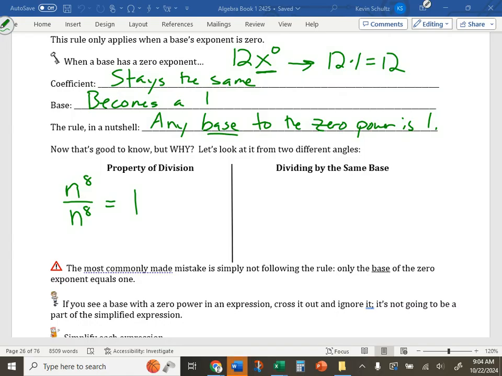That's a property of division. When we divide by the same base, if I take the same expression, and I take n to the 8th over n to the 8th, think about CO11 here, which is where this comes from. What do I do with the powers? Subtract them, right? So what would n to the 8th over n to the 8th equal if we're using CO11? N to the 0. Because the base stays the same in CO11, what we just corrected, right? The base stays the same. The exponents are subtracted, and 8 minus 8 equals 0.